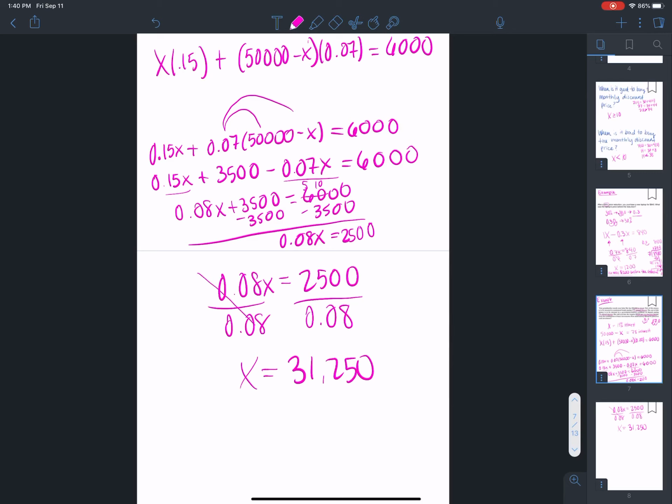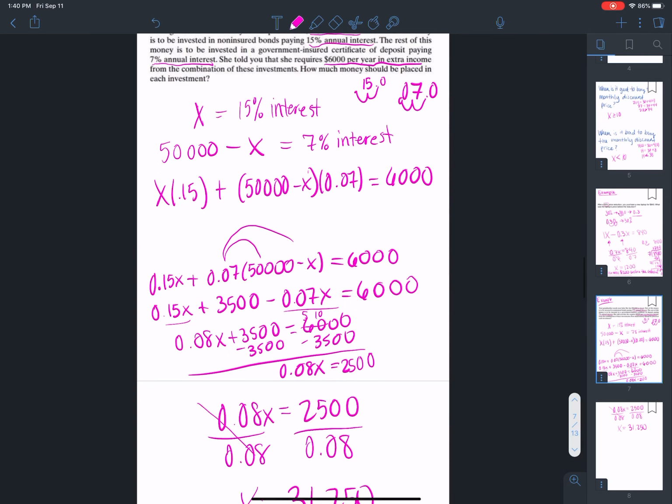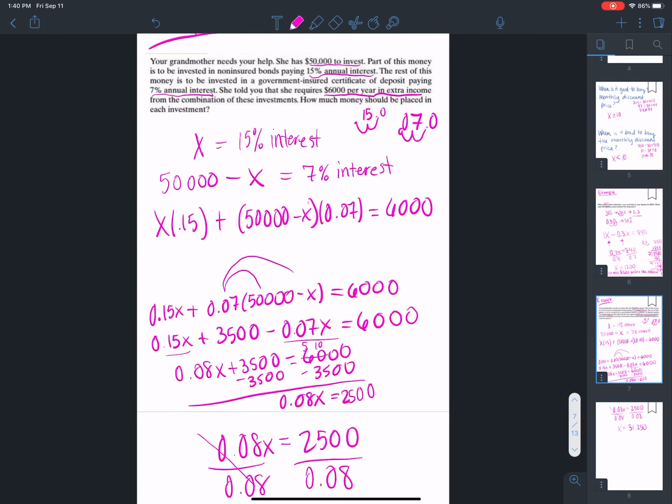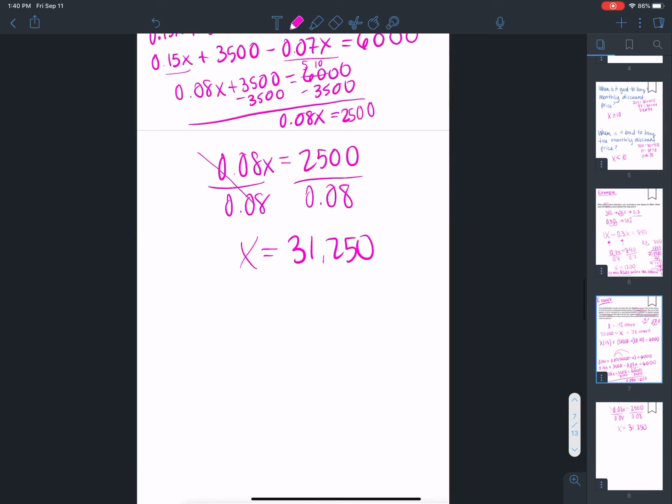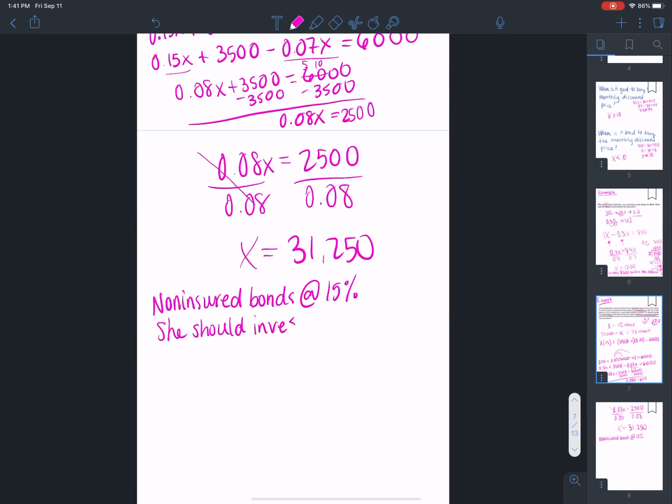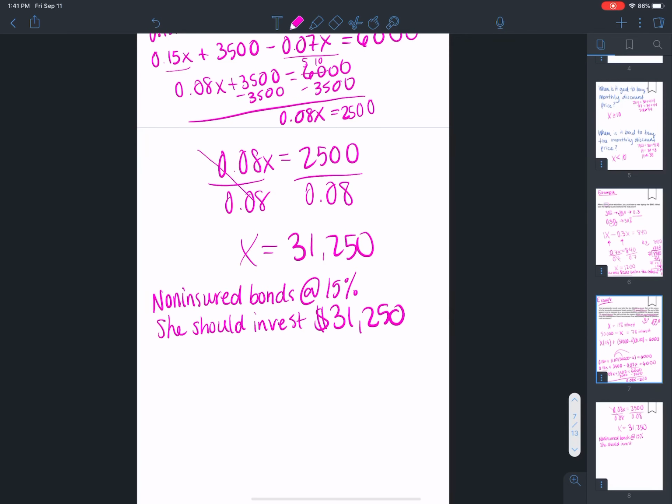sign in there. Two, that's just our x. That's not what the problem was asking you. It says how much money should be placed in each investment. So, at the 15% interest, the non-insured bonds, she should invest $31,250. Okay?